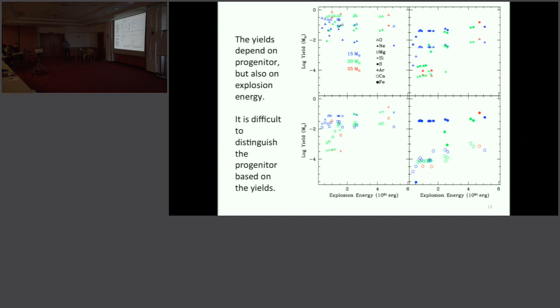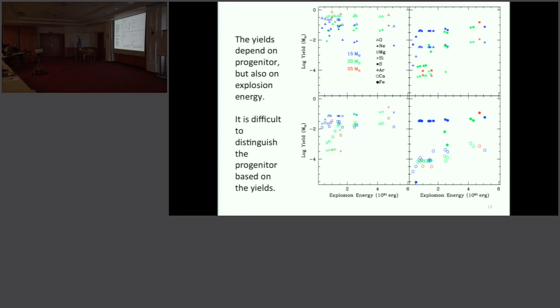In this case, what you're getting is a lot of the iron is falling back before it can get ejected. So the iron and calcium are falling back in these scenarios. But if I can prevent any fallback, I can also produce a lot of iron.